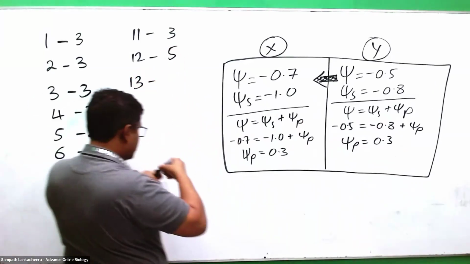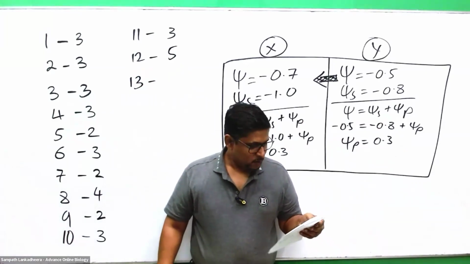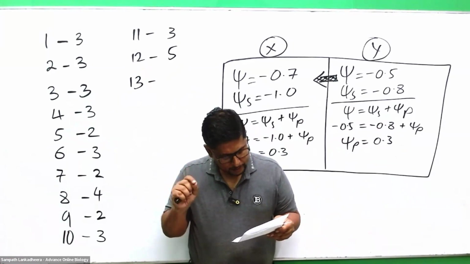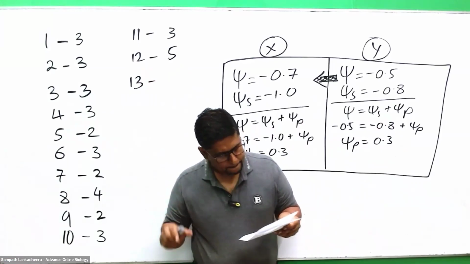Question number 13. Question 13, my dear. Question number 13. Two samples of upper epidermal tissue from Tradescantia leaf were placed in two different sucrose solutions labeled as C and D.